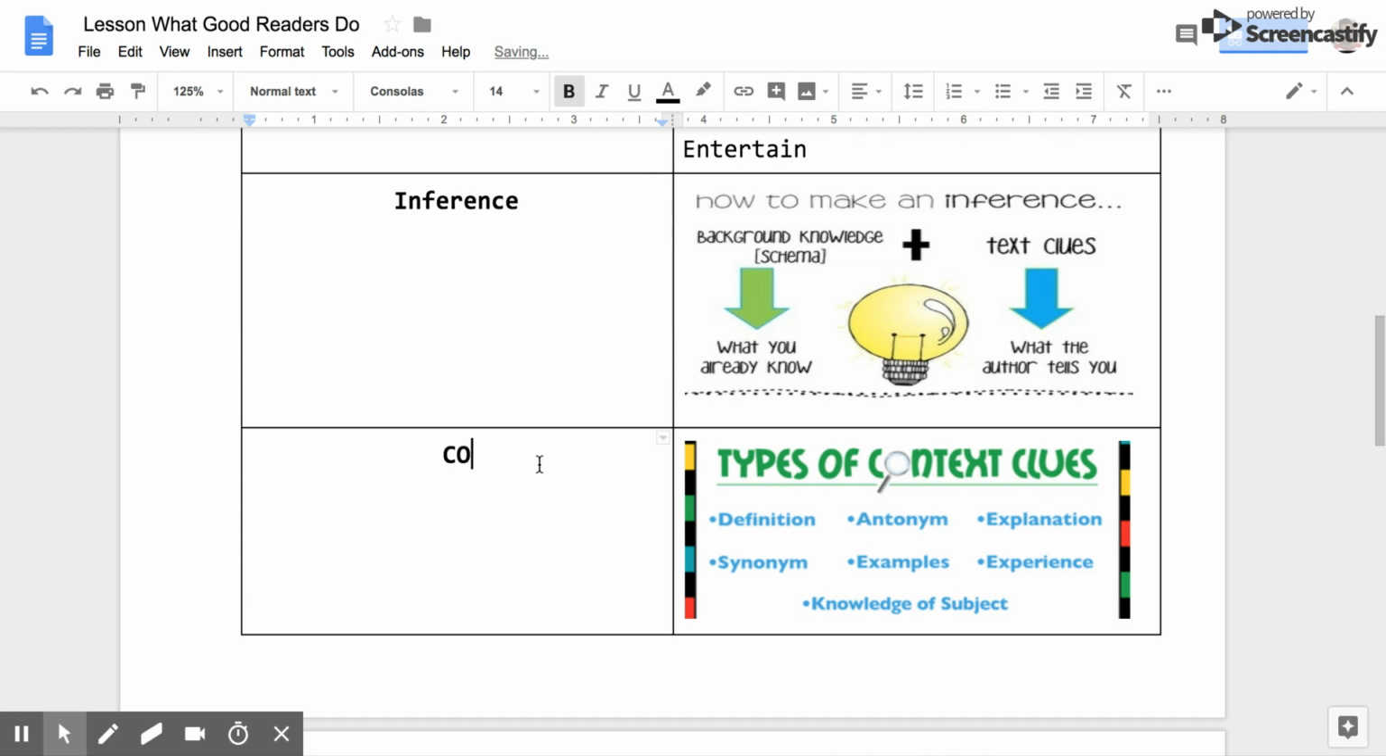The last thing that good readers must do, that you should always do in my class to be successful, is look at the context clues. Sometimes you might not know the meaning of a word, and you have to be able to find the clues to help you to determine what that word means.